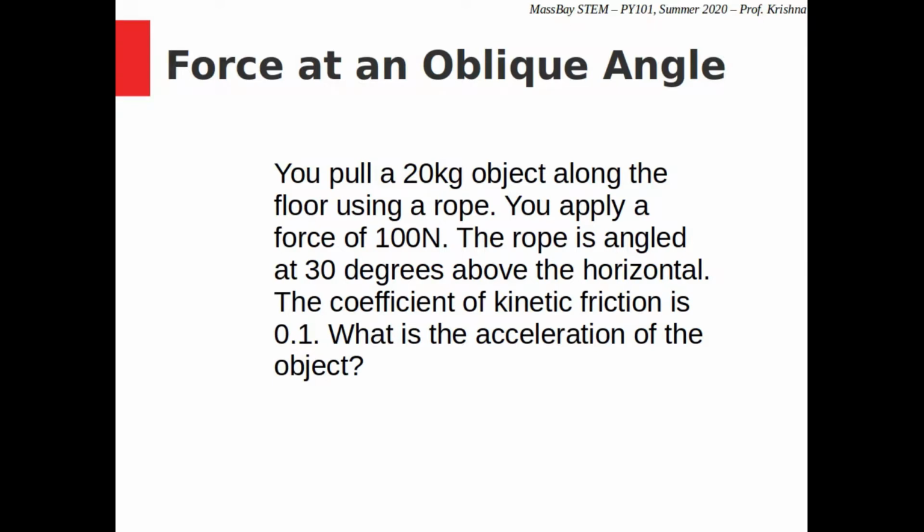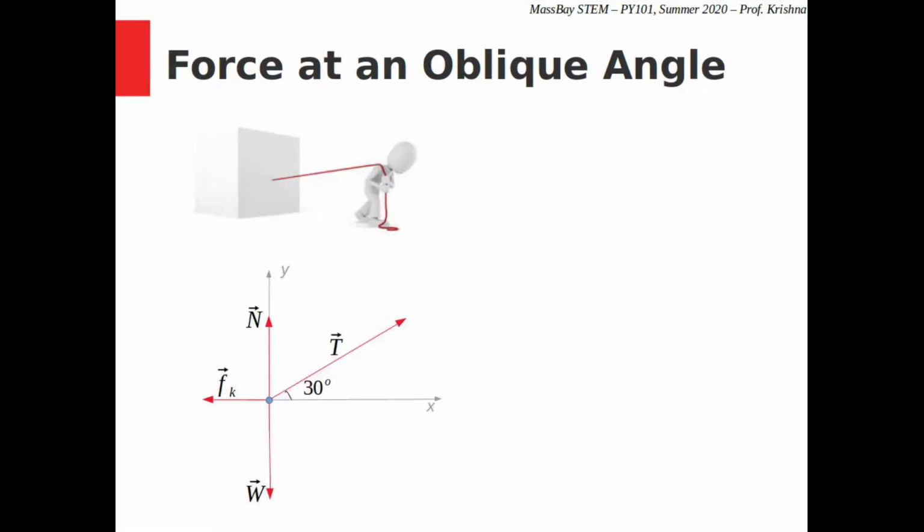Consider this situation. You pull a 20 kilogram object along the floor using a rope. You apply a force of 100 newtons. The rope is angled at 30 degrees above the horizontal. The coefficient of kinetic friction is 0.1. What is the acceleration of the object? We'll start in the usual way, by drawing a picture and then drawing the free body diagram. We will next set our origin and axes.